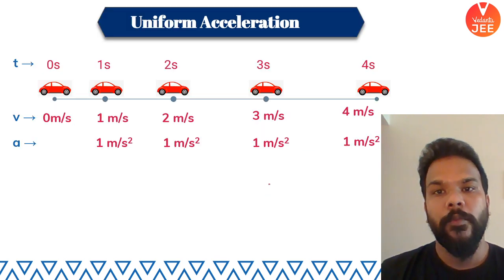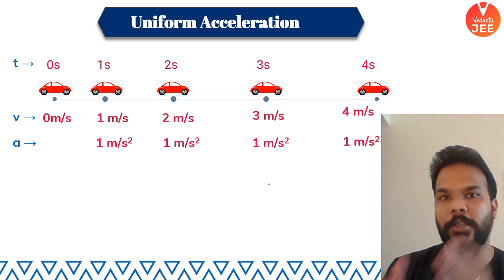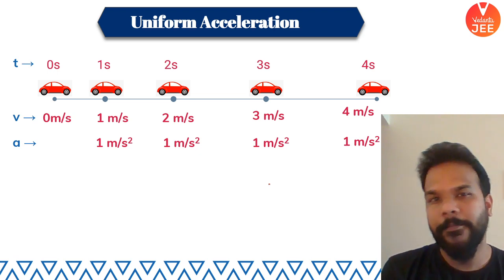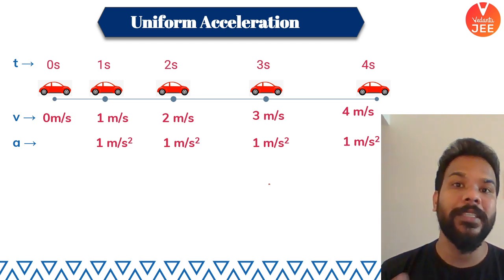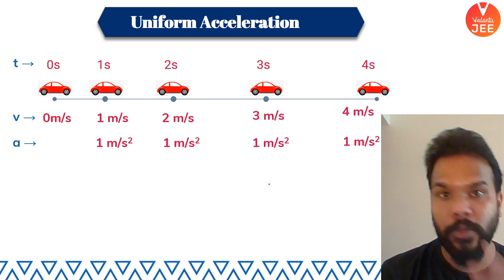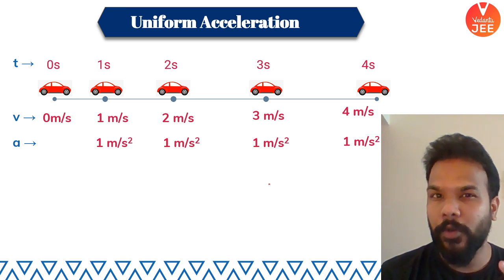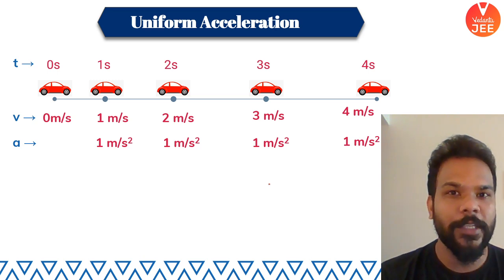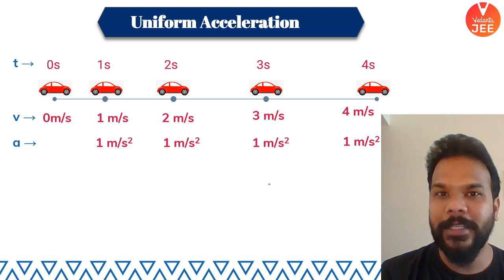Now we'll speak about uniformly accelerated motion. As the name suggests, uniform means constant, so uniformly accelerated motion is when the body has a constant value of acceleration while it is moving. By that I do not mean that the body is going to move with a constant velocity, because constant velocity motion was uniform motion. Here the body is going to move with changing velocity.